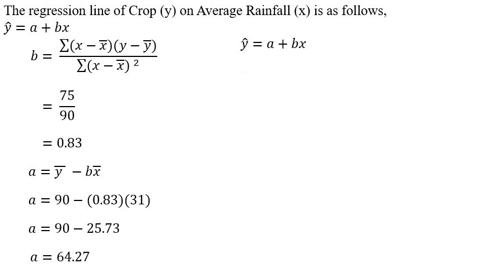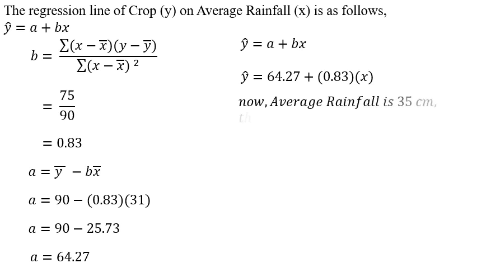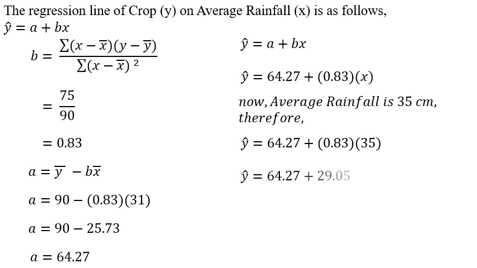Y cap is equal to A plus Bx, where A is 64.27, B is 0.83. Now, as I have seen in the question, the average rainfall is estimated at 35 centimeter. Therefore, Y cap is equal to 64.27 plus 0.83 into 35. Multiply and add both the values. That way you will get the estimate of the crop production as 93.32 tons.